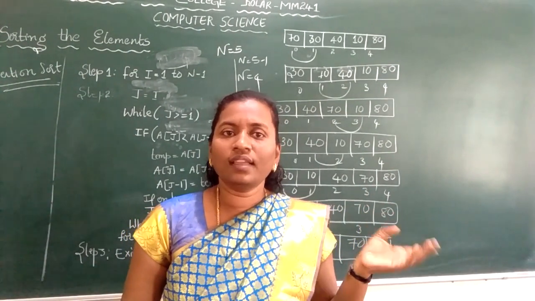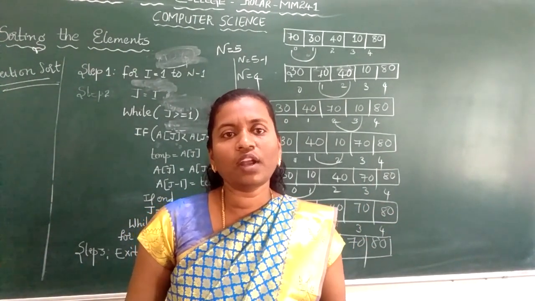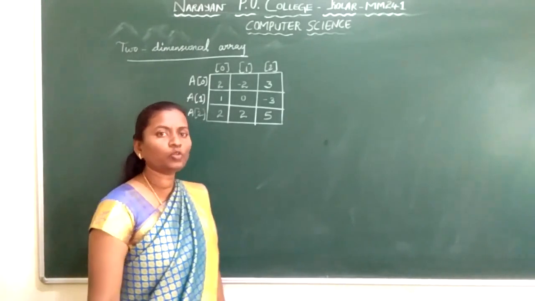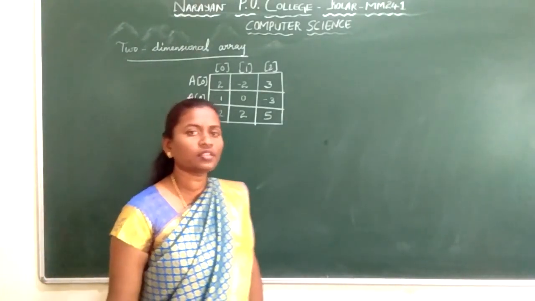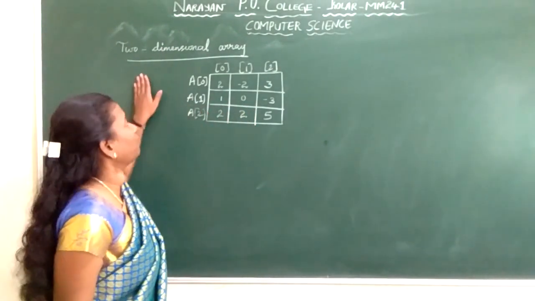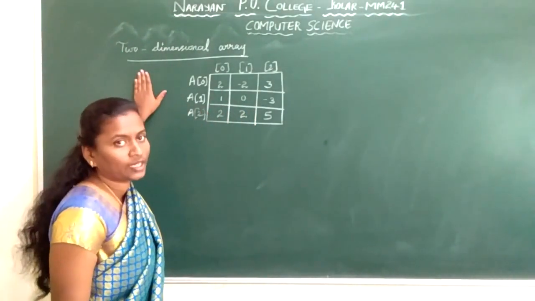Next we'll do the row major and column major for two-dimensional arrays. So we have seen one-dimensional arrays and discussed the searching and sorting techniques. Now next we'll see the two-dimensional array.